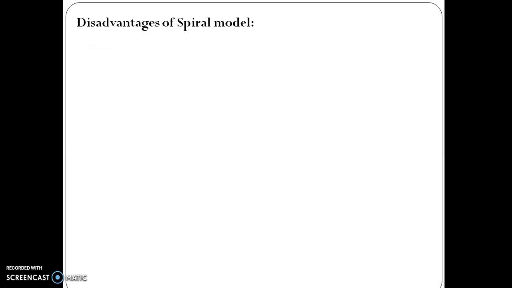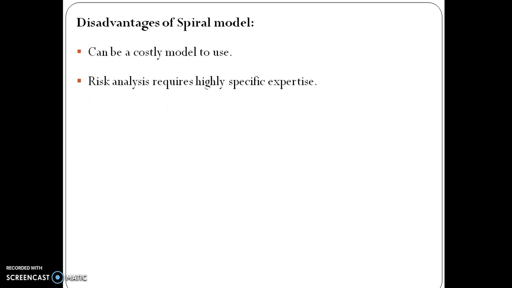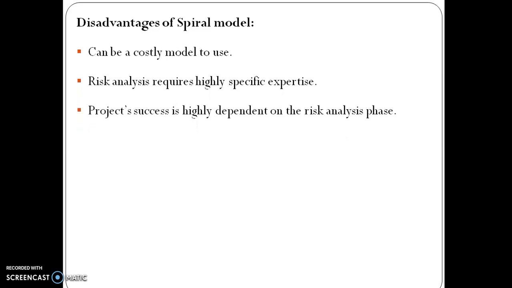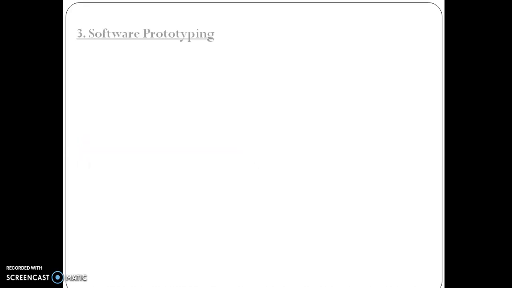Disadvantages of spiral model. Can be a costly model to use. Risk analysis requires highly specific expertise. Project success is highly dependent on risk analysis phase. Doesn't work well for smaller projects.